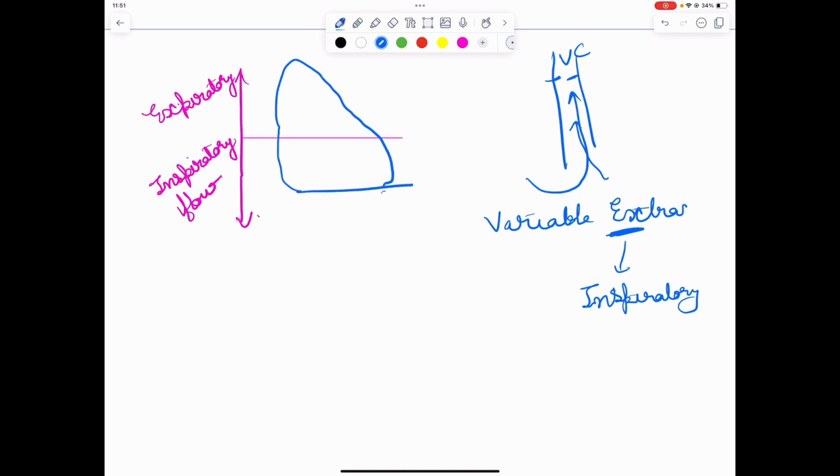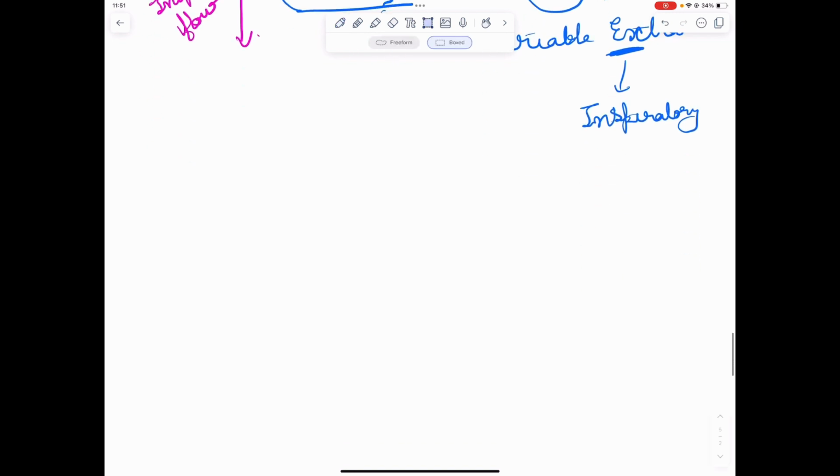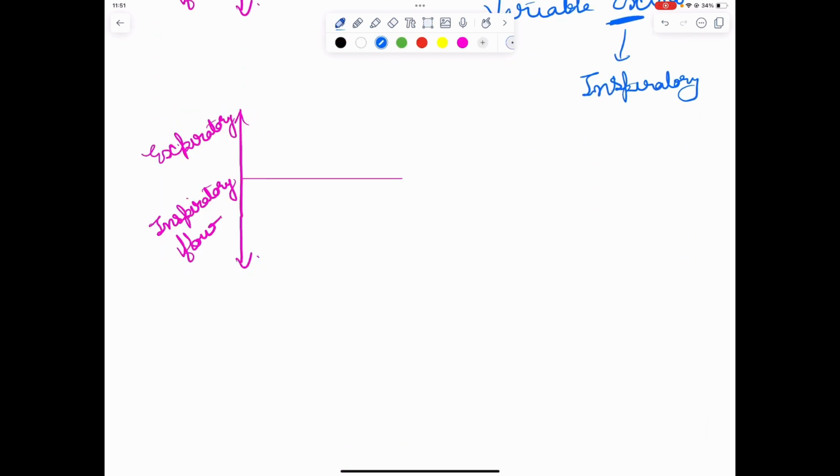This will be for the variable intrathoracic one. Now when there is variable intrathoracic obstruction, what will happen here? When there is variable intrathoracic obstruction, then the expiratory limb will flatten out.